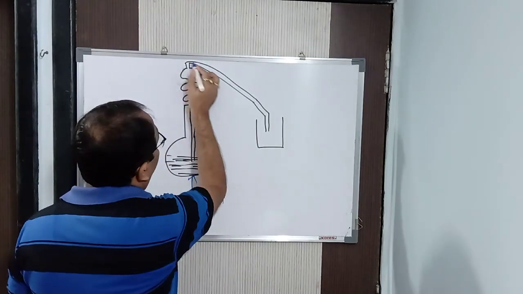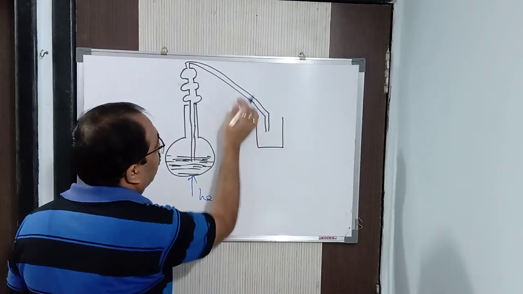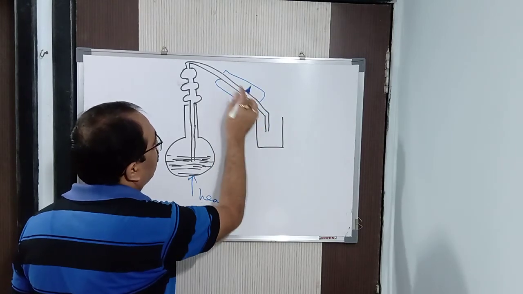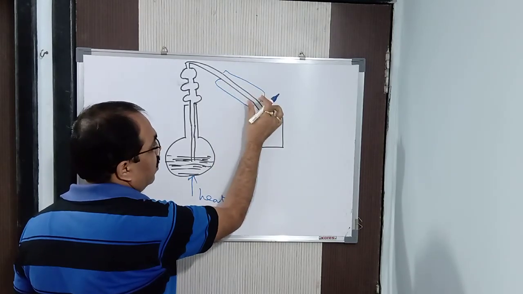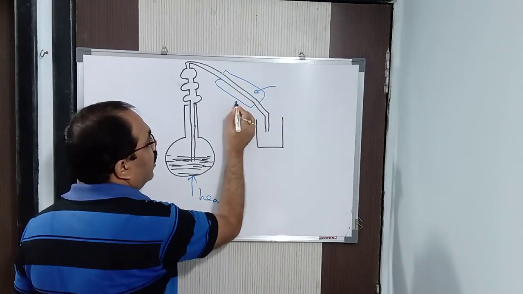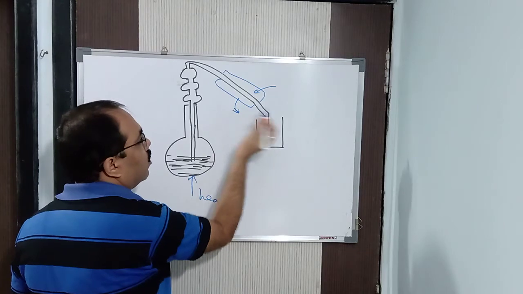So ethyl alcohol will pass through it and it will be collected here, because here the Liebig's condenser will be there. In the Liebig's condenser, the cold water is passing through and the hot water is coming out from this. We are having an inlet and we are having an outlet for the hot water, we can say that.